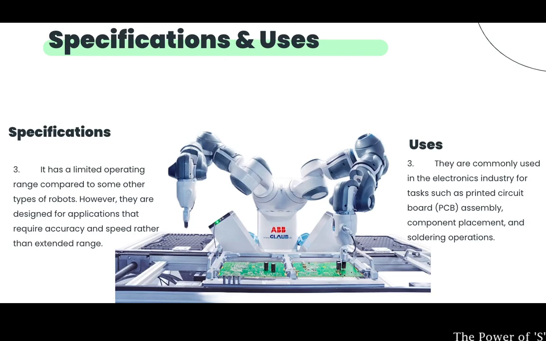Specifications. It has a limited operating range compared to some other types of robots. However, they are designed for applications that require accuracy and speed rather than an extended range. So these are slow, take their time, but they're very, very accurate. You can go up to say 99.95% accurate. No, 99.99. And they're commonly used in the electronics industry, such as printed circuit board, PCB, soldering operations.